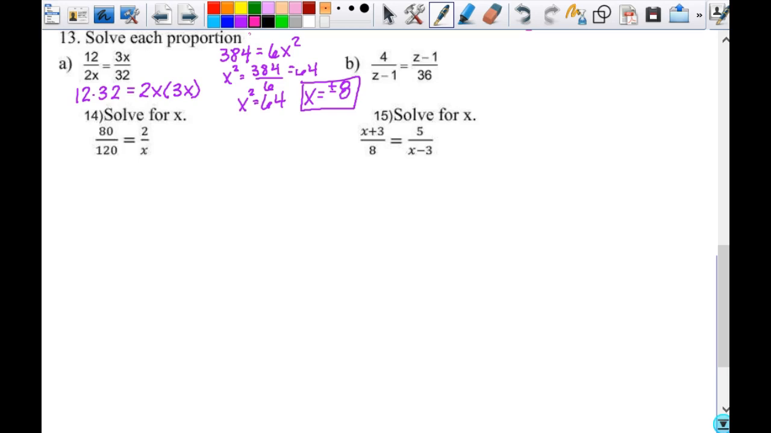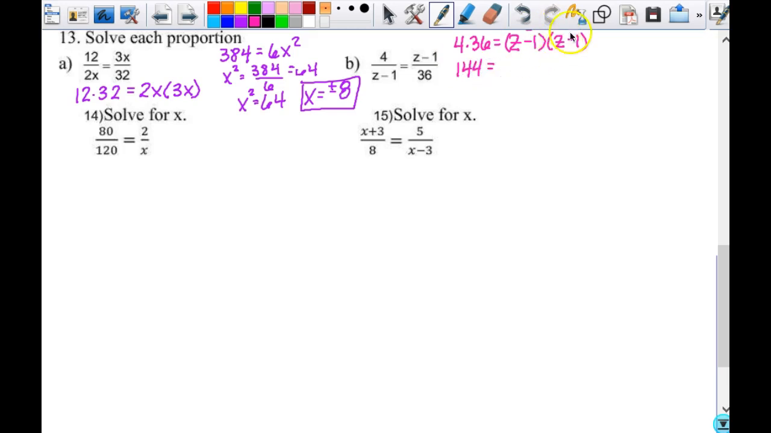But all right, so then I'm going to cross multiply here as well. So I'm going to do 4 times 36 is equal to z minus 1 times z minus 1. And since these are binomials, they have to be in parentheses. Good golly. Okay, and you can't be making stuff up here either. So 4 times 36, well, 2 times 36 is 72. And then when I double that, I get 144.